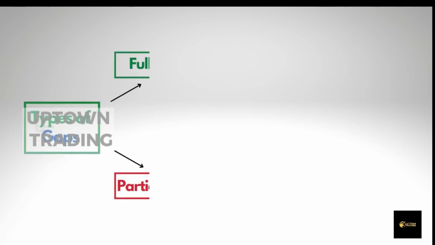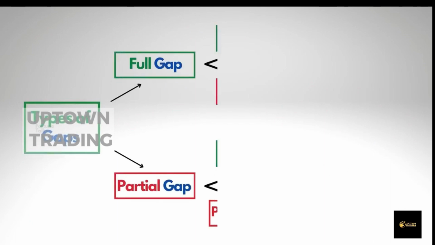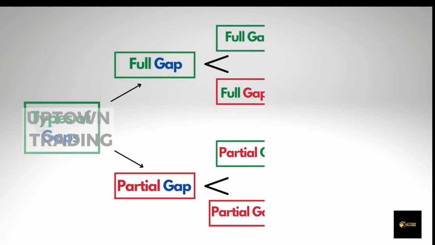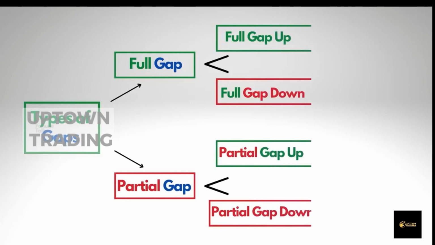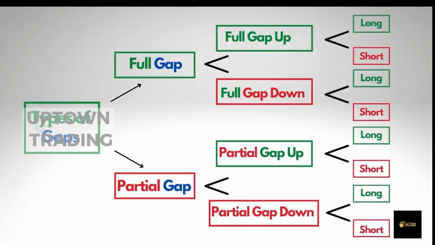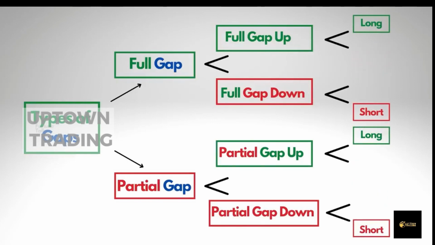As I have mentioned earlier, there are two types of gaps, partial gaps and full gaps, and these can be further categorized into partial gap ups and gap downs and full gap ups and gap downs. For these 4 categories of gaps, we can implement a long trade and a short trade, which will leave us with 8 different strategies to use. But at this point, I will pinpoint only 4 strategies which have a higher win rate than the other 4 strategies.